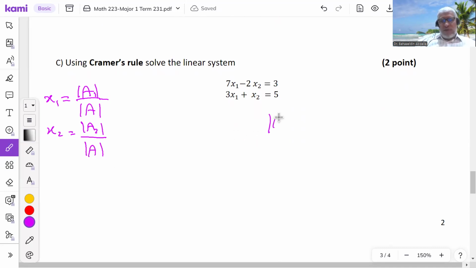So let us find the determinant of A. Determinant of A is the coefficient matrix. So I write the coefficients 7, -2, 3, and 1. These are the coefficients of x1. These are the coefficients of x2. The determinant is 7, minus -2 times 3 is -6, so +6. So the determinant is 13.